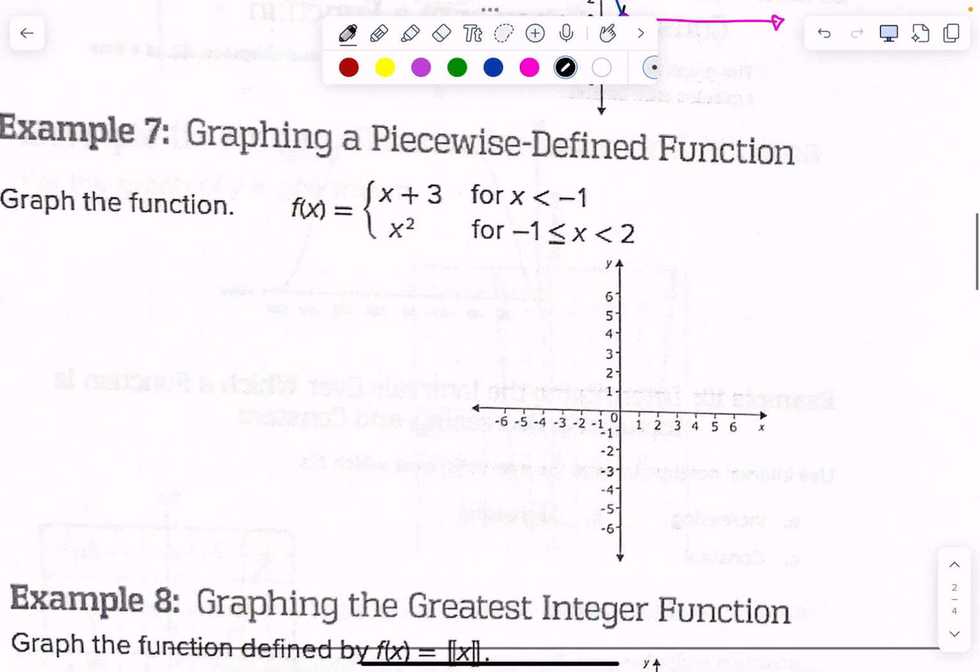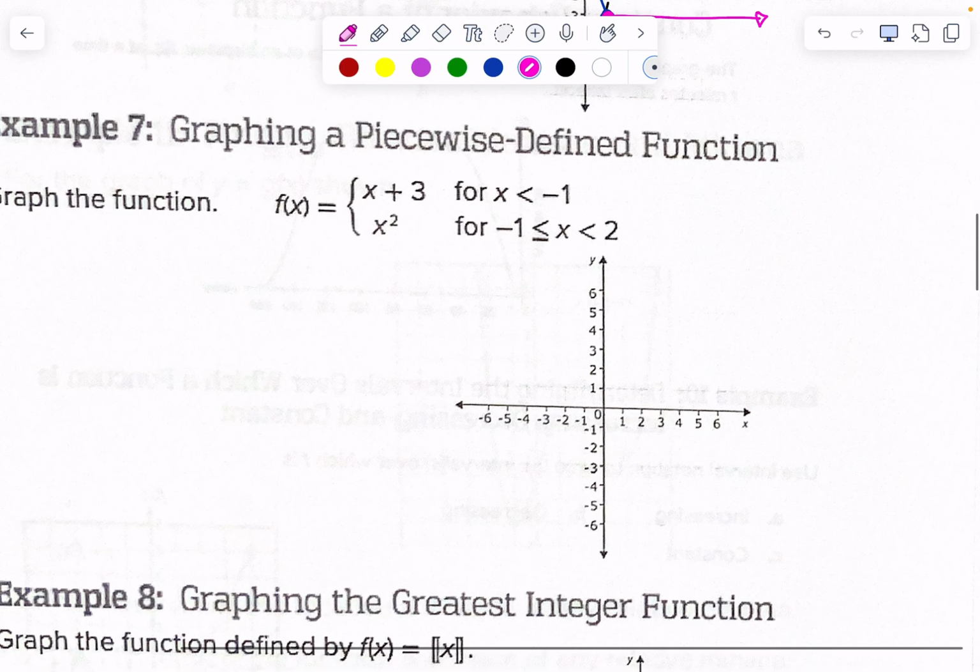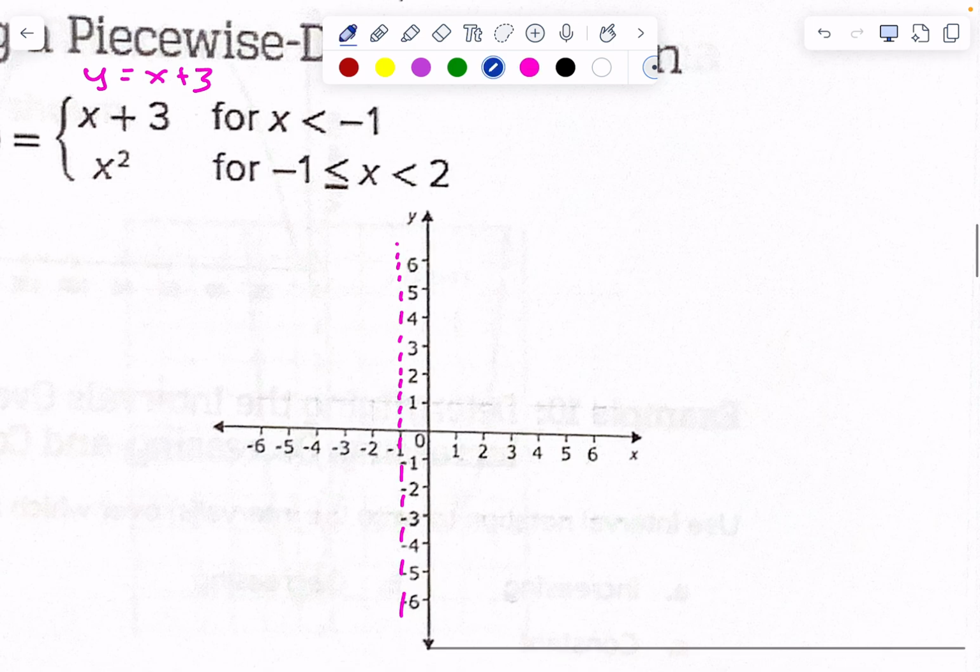All right, now we're graphing 2 more pieces. And where does it switch from the first piece to the second piece? -1. So I'm going to put an imaginary dotted line on my -1 right here. That's where it's going to switch, okay? The first equation is y equals x plus 3, which is which type of function? Linear, right? I'm going to start graphing that at 3. And it goes up 1 over 1, up 1 over 1.